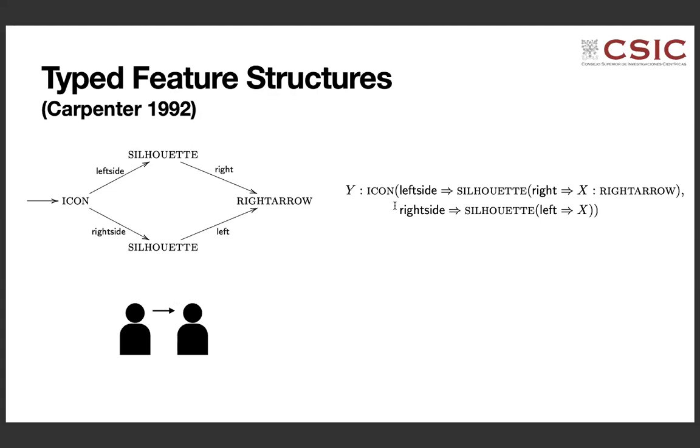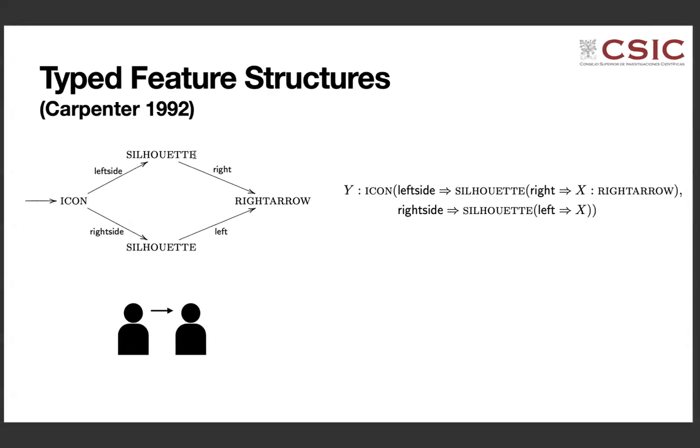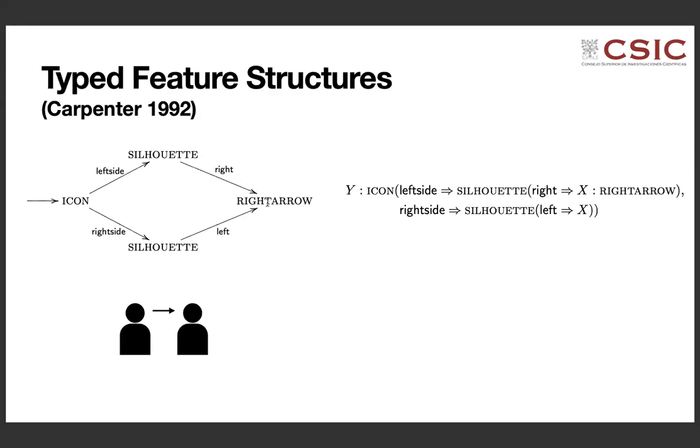Another way to represent feature structures is with these so-called feature terms, which are a generalization of first order terms, where we have not a fixed arity, but the arguments are labeled, which are these features, and the values of the arguments are sorts. Here we have an icon that has two features, a left side and a right side, and on both sides we have a silhouette. The silhouette has one feature, which is that on the right it has a right arrow, and the other silhouette has a feature that says that on the left it has a right arrow. Somehow this represents that this right arrow is on the right of one silhouette and on the left of the other. So that would be a feature structure representing this icon.